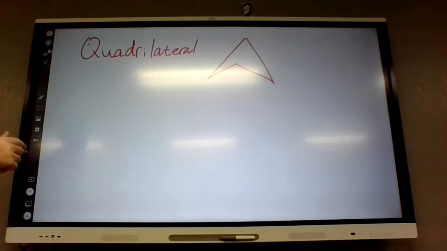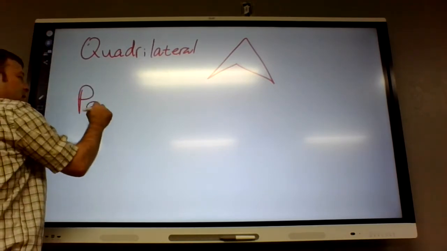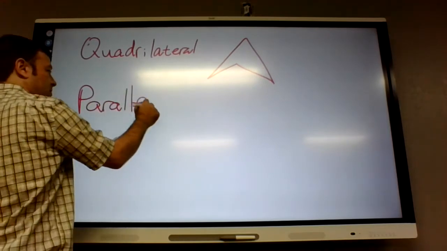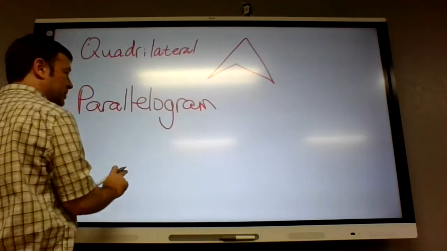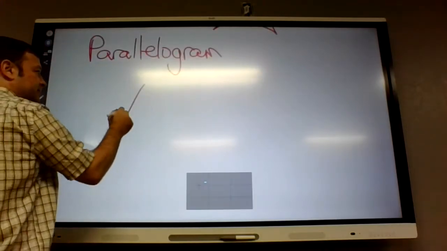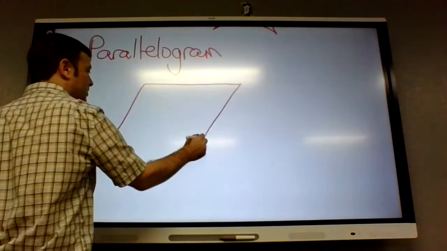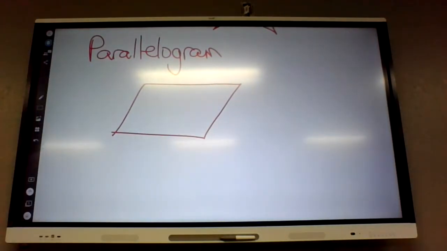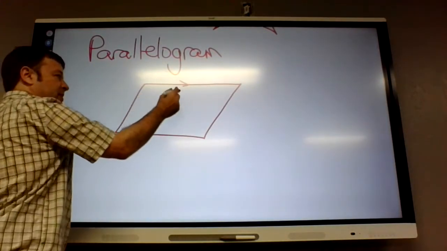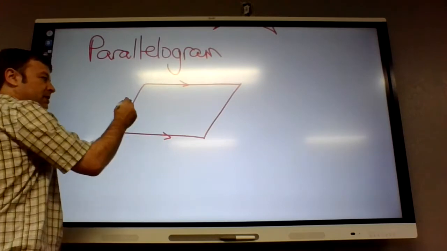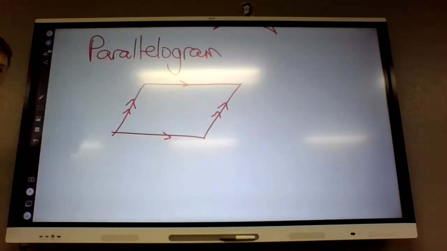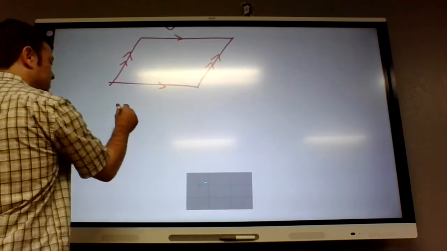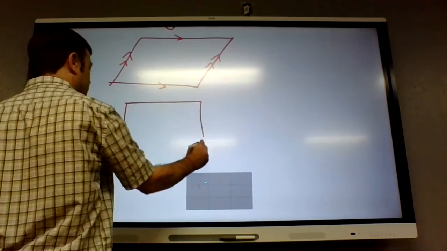So the first quadrilateral we're talking about is called a parallelogram. What word is inside of that? Parallel. So guess what it means? The opposite sides are parallel. So this side is parallel to this side, and this side is parallel to that side. Parallelograms.